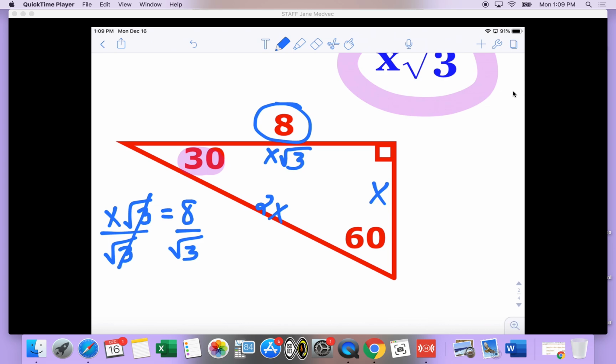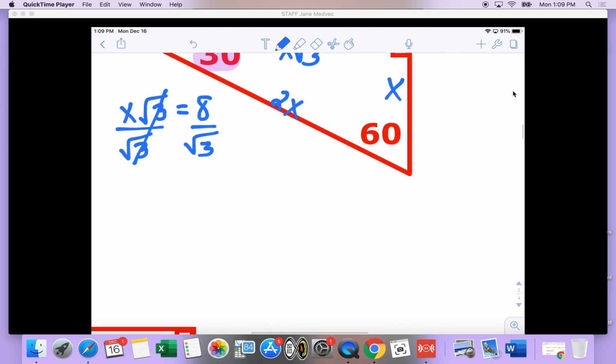Notice that these cancel. Again, I tend to show the work so that you can see it. You do not necessarily have to show that step, but I find it really helpful for students when they do, especially if you get confused or easy. All right, so I end up with x equals 8 over what?